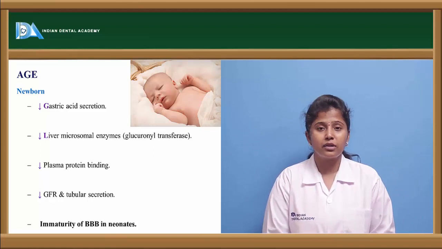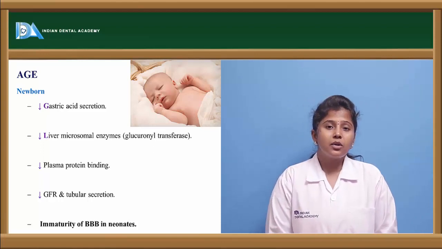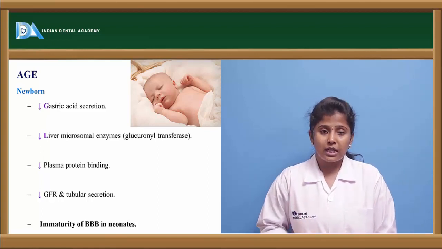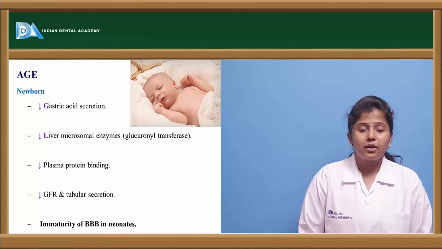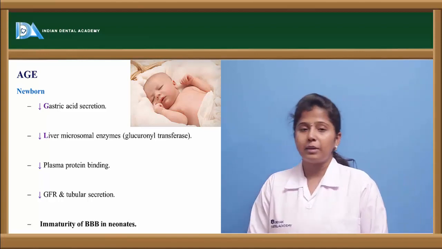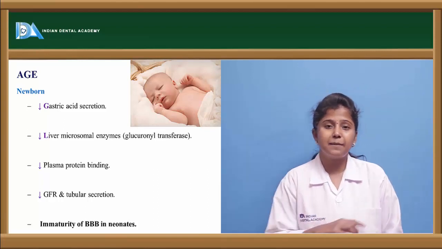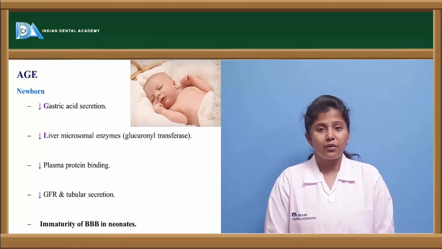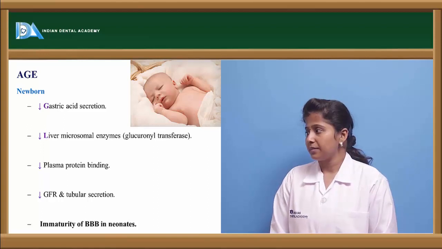So the ability of the drug to bind to the plasma proteins will be reduced, and even the glomerular filtration rate, the rate at which drugs or molecules are filtered in the glomerular apparatus, is reduced. There will also be an immature blood-brain barrier in the neonates. So the barrier or protective covering which is there for the brain is not yet developed in babies.